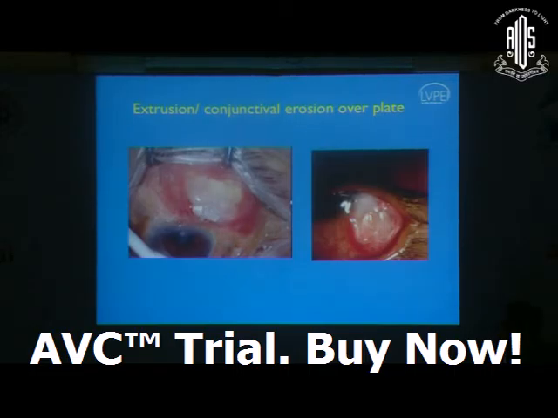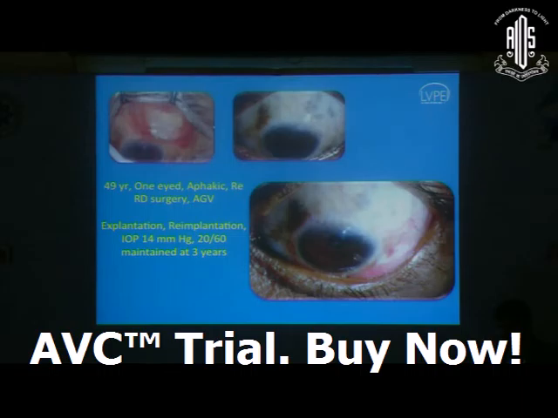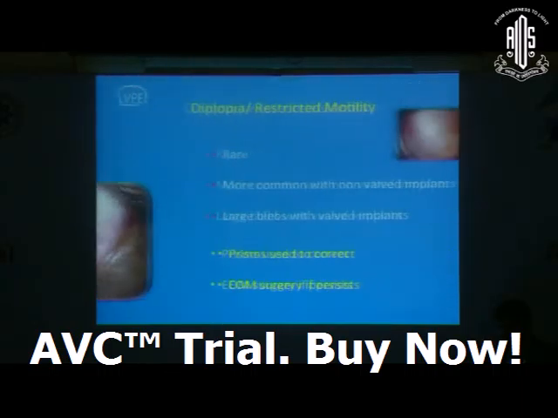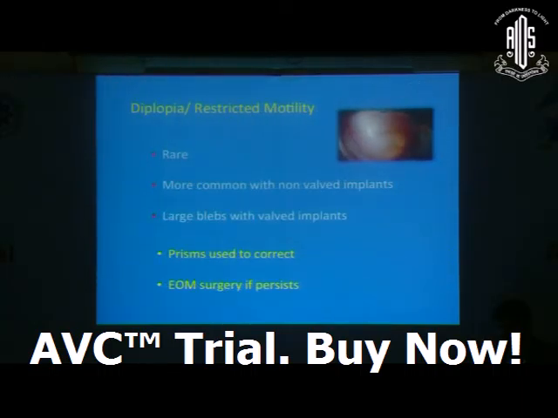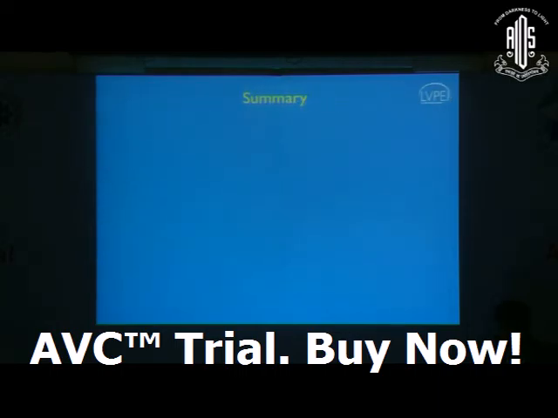Sometimes we see something like this, where very anteriorly placed implants, not properly fixed, not covered, can have exposure of the plate. Once you have a plate exposure, I think it's universal that you need to remove the plate. There's no point in covering it with one patch graft, another patch graft. Invariably, it will fail. So this was a patient where we had to remove it and place an implant in the inferior quadrant. Diplopia, although very rare, can sometimes happen because of the large bleb in an AGV or because of muscle fibrosis with an RD implant.